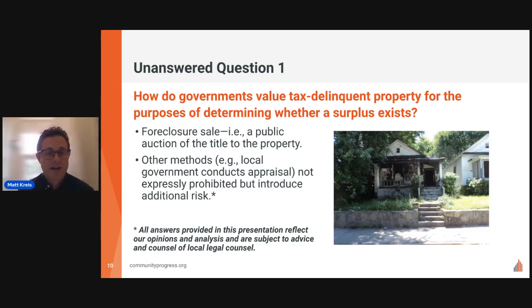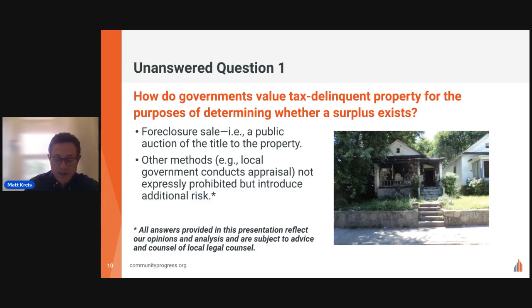So the first question there is, how do governments really value tax delinquent property for the purposes of determining whether a surplus exists, right? And so the decision strongly suggested that at the end of a tax foreclosure, a public auction, or as we're calling it, a foreclosure sale, of title to the property is permissible to establish the value of the property, right? And so I just want to make sure that that seems to be, from the best we can gather, probably the safest route for folks to go to offer some kind of a foreclosure, like a public auction at the end of it.